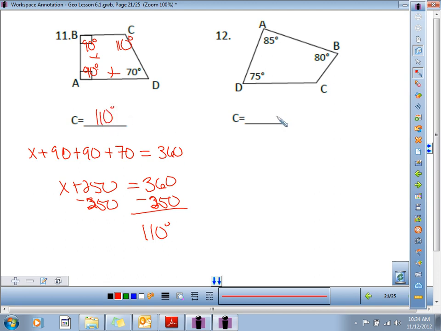Okay. All right, so let's go ahead and do this real quick. We know we're going to take 360 minus, let's go ahead and add those up. 85 plus 75 plus your 80 is 240. So now we can subtract that 240.